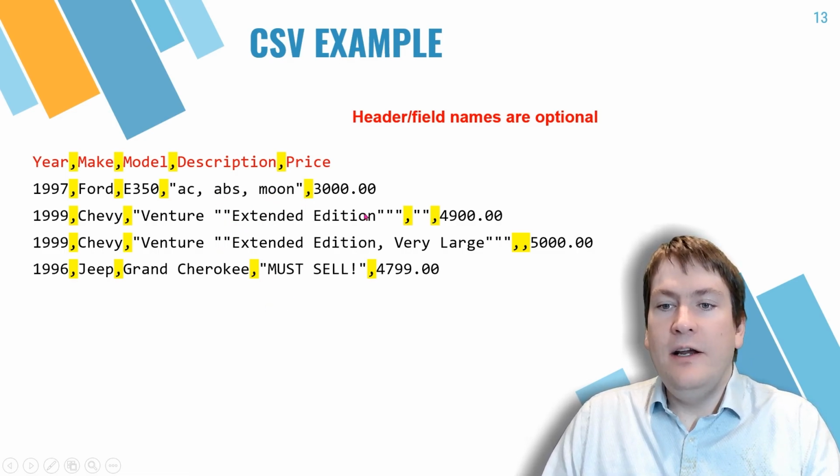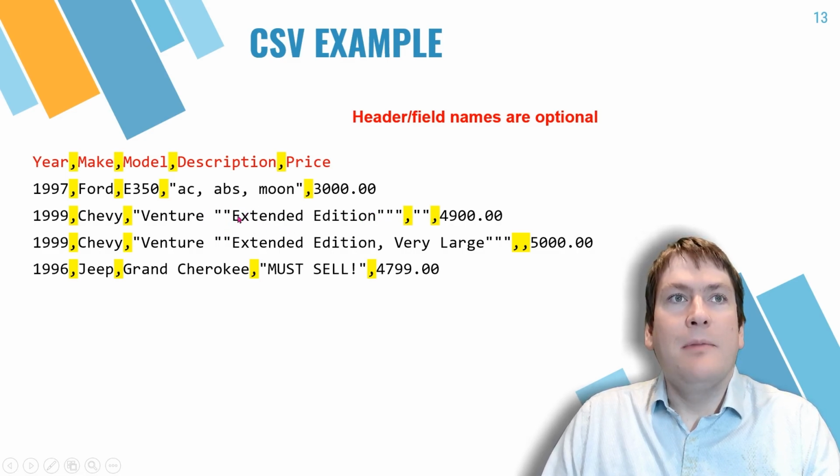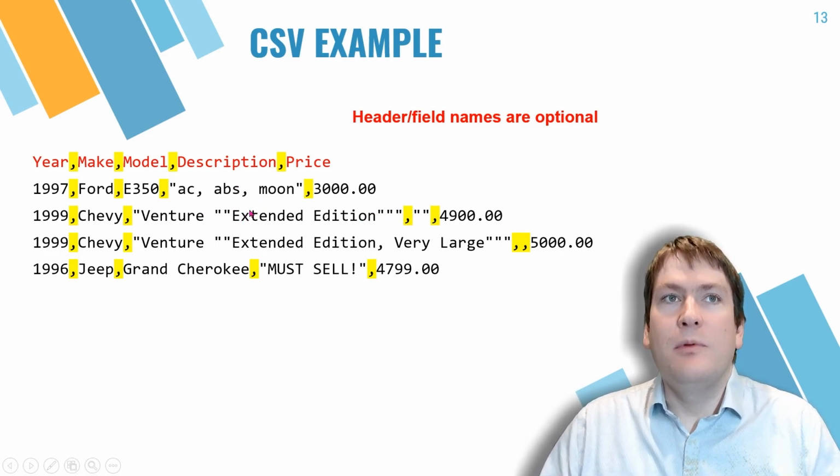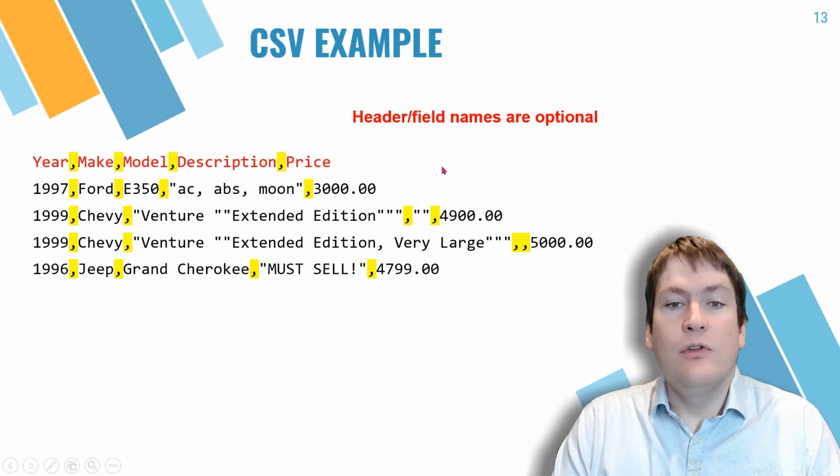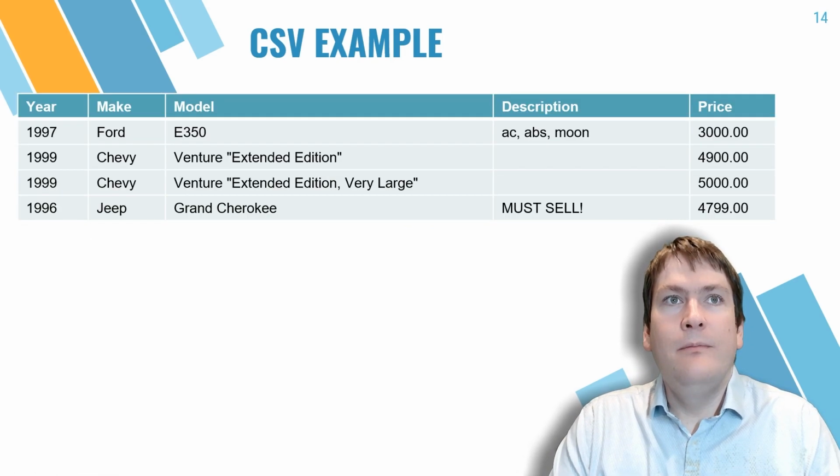You can also see down here where we have double quotes. What this means is that we're escaping the actual quotes, because we want quotes in our actual field value. That might be a bit confusing now, but let's take a look at what this should look like once it's in the database.